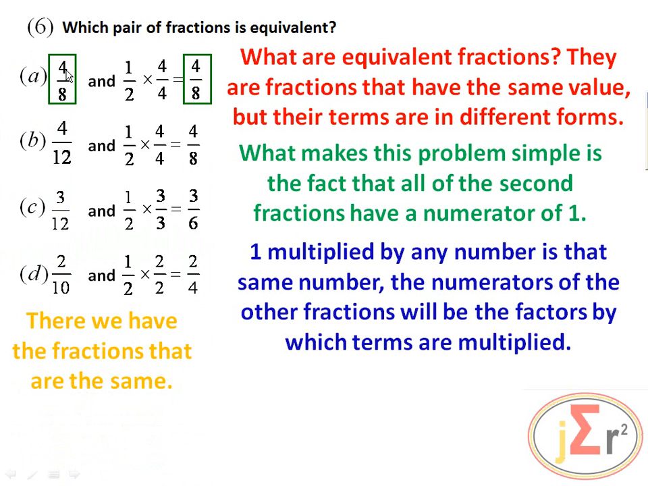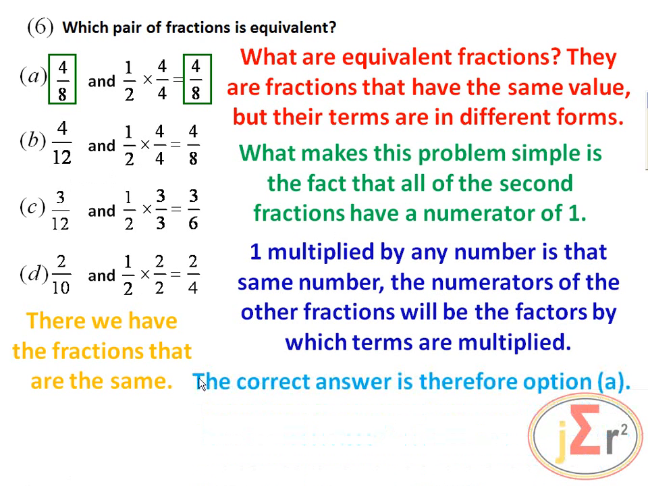For example, in this particular case, if we are looking at or focusing on the numerator, it does not make any sense that we multiply by any other number than the number that would give us the 3. And it is easy to determine which number will give us the 3, because the number that we have here is 1. So the transfer is easy. There we have the fractions that are the same, and they are representing option A. The correct answer is therefore option A.